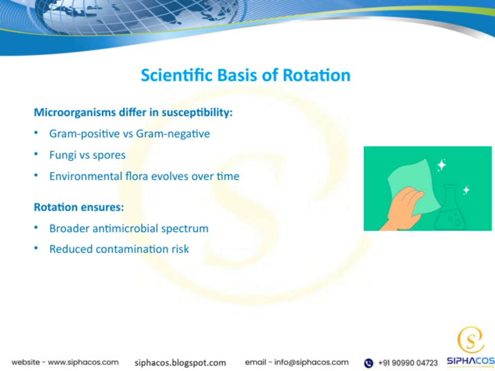Additionally, our environmental flora, the microorganisms naturally present in our surroundings, can change over time, which impacts how effective our cleaning methods are. By rotating disinfectants and antimicrobials, we can achieve a broader spectrum of activity, making sure we're covering a wide range of microorganisms. It also helps reduce the risk of contamination and the development of resistant strains. This rotation strategy is vital in ensuring our infection control measures stay effective and adaptive to evolving microbial landscapes.